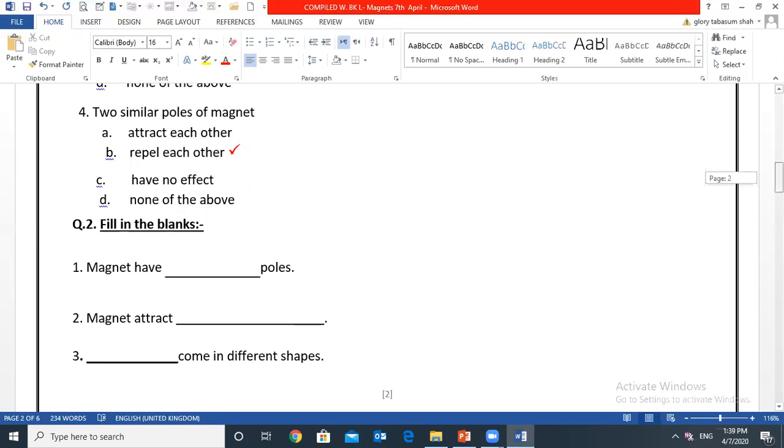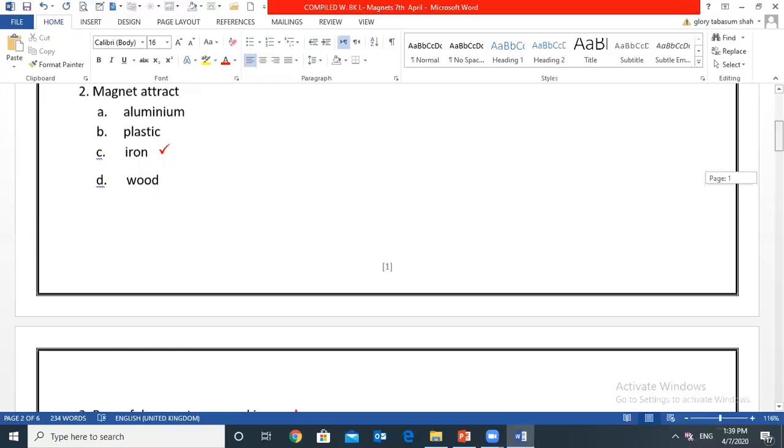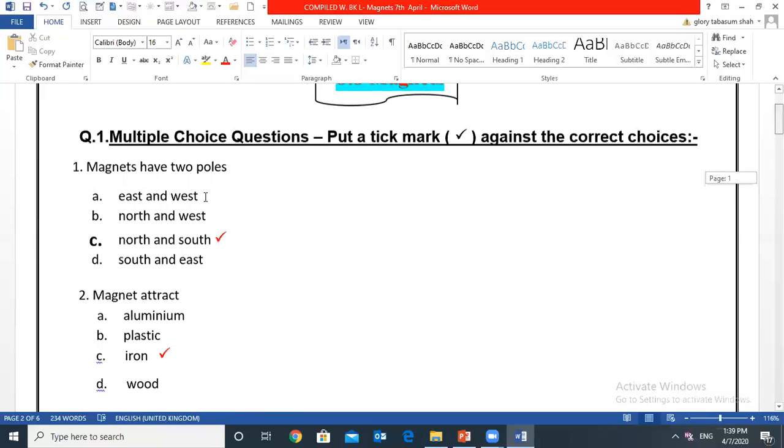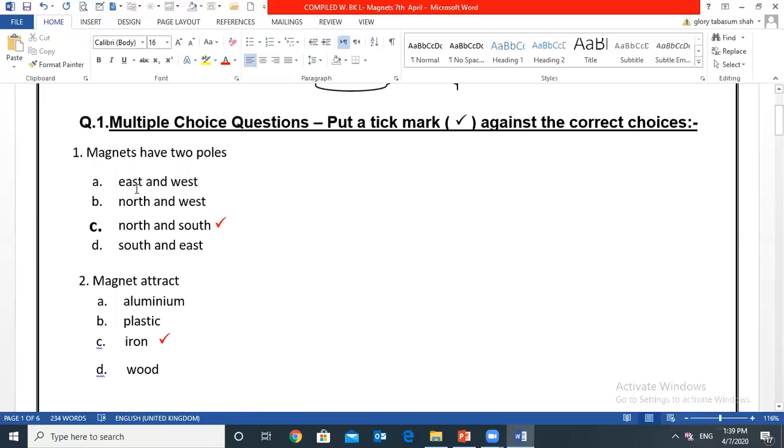So let me repeat it again. Magnets have two poles. A. East and west. B. North and west. C. North and south. D. South and east. So correct answer is C. North and south. Magnets attract A. Aluminium. B. Plastic. C. Iron. And number 4. Wood. So correct answer is iron.